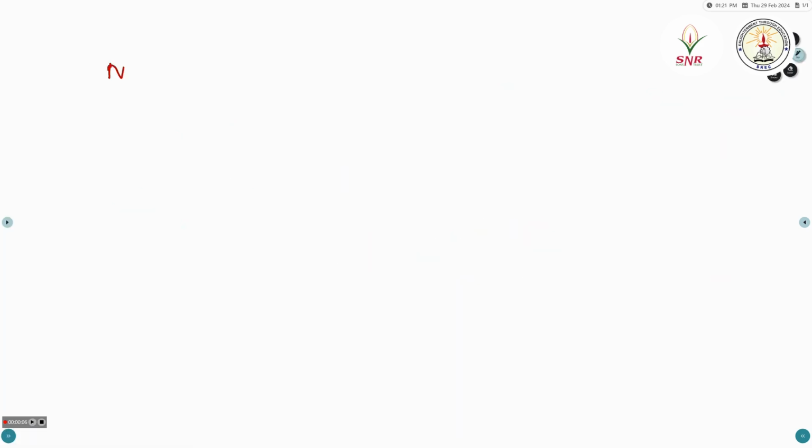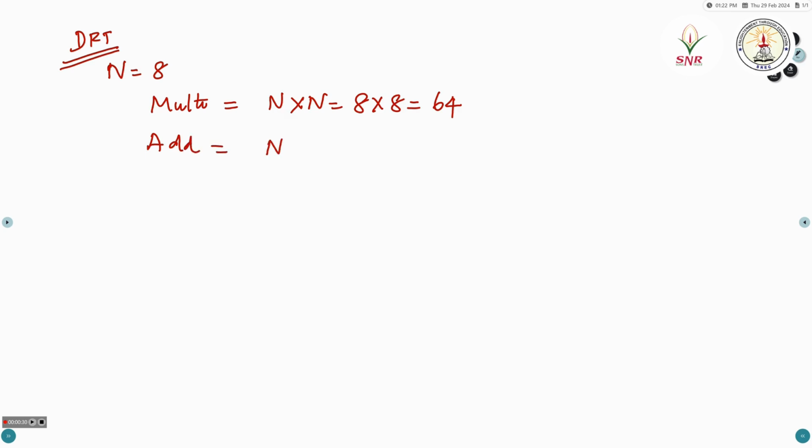For example, if we consider N equal to 8, the total number of complex multiplications in DFT is N into N, which is equal to 8 into 8, that is 64, and additions is N into N minus 1, which is equal to 8 into 7, 56. The same has been implemented when FFT.